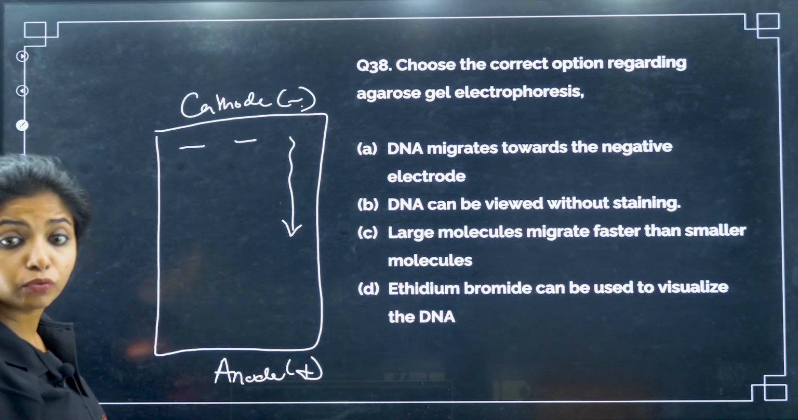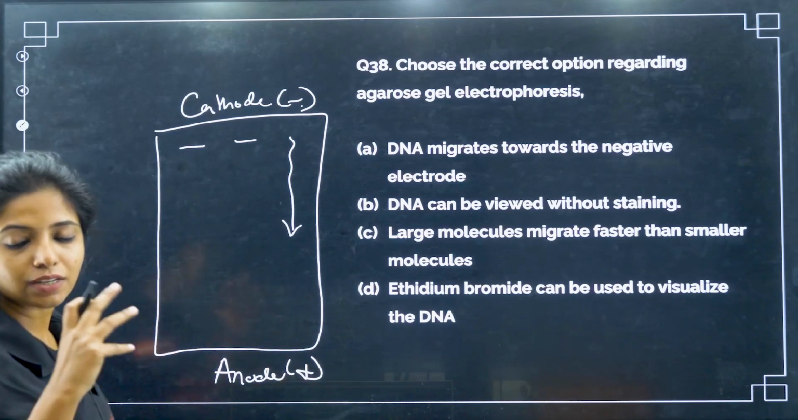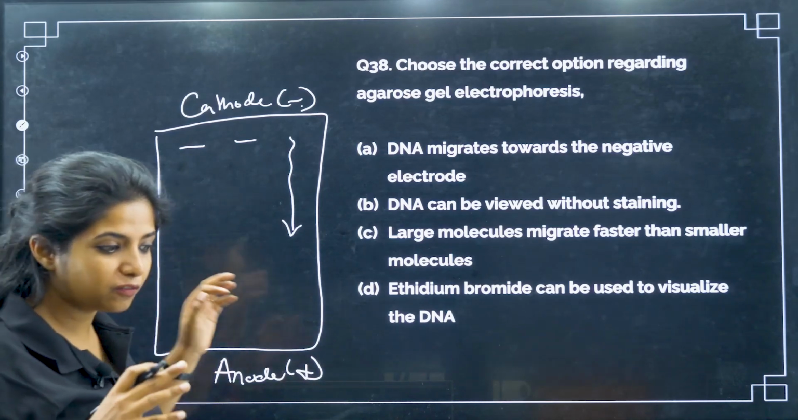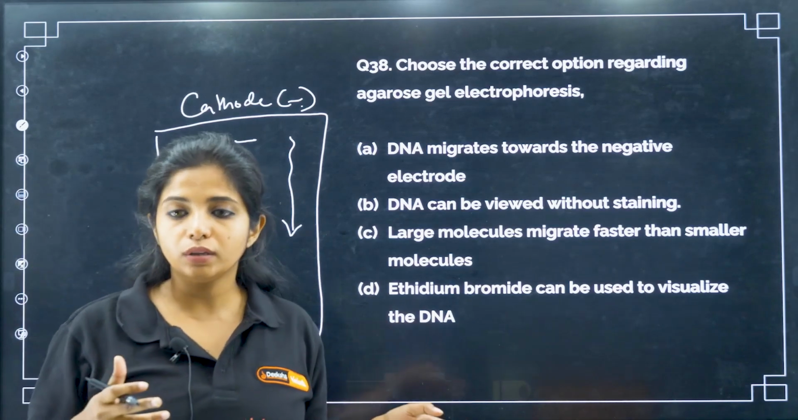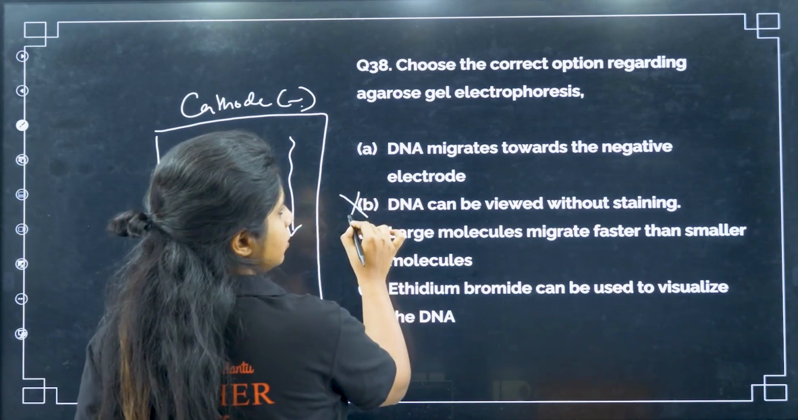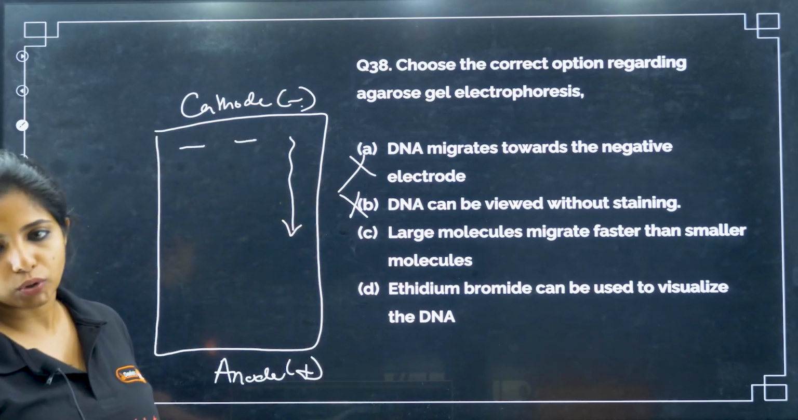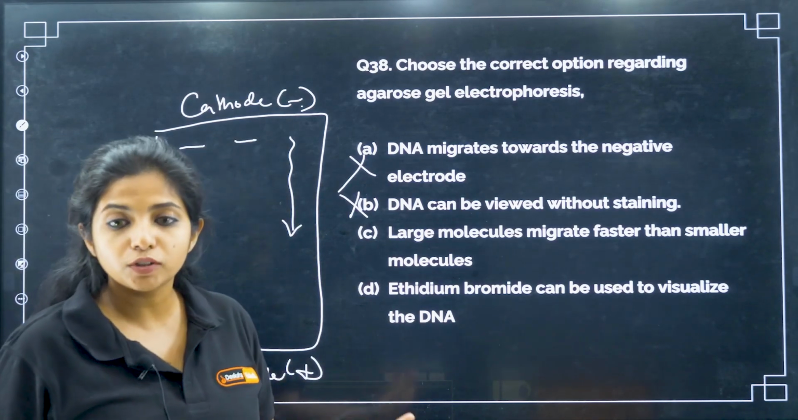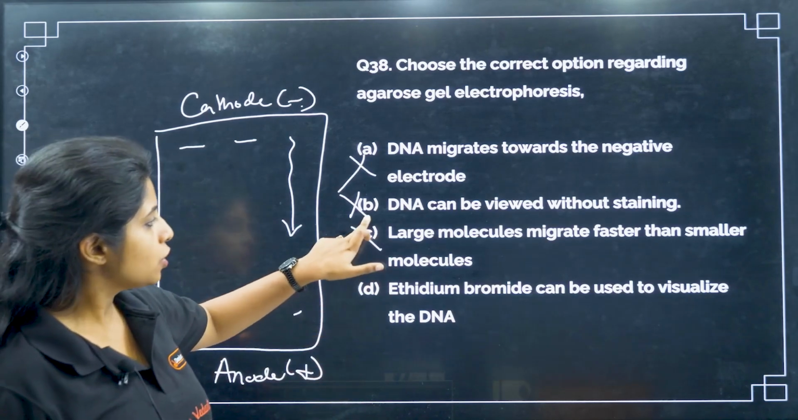Now, DNA can be viewed without staining. Do you think DNA can be viewed without staining, my dear children? No. DNA needs a stain, and that is ethidium bromide, and even after putting ethidium bromide you won't be able to see it. You need UV light also, then only you would be able to see it. So I'll say this is wrong and this is also wrong. Now, large molecules migrate faster than the smaller molecules. Obviously the larger ones would not be able to migrate faster. It will be the smaller ones that will migrate faster. So this is also wrong.